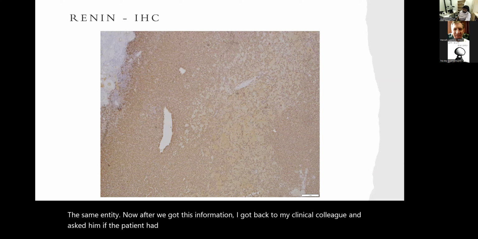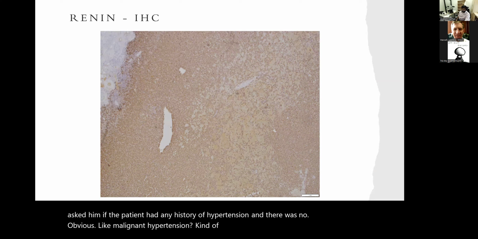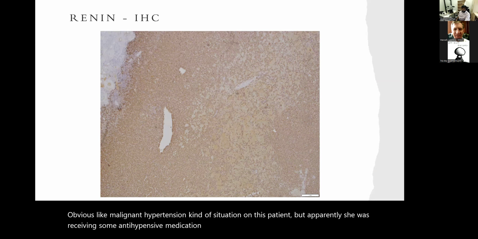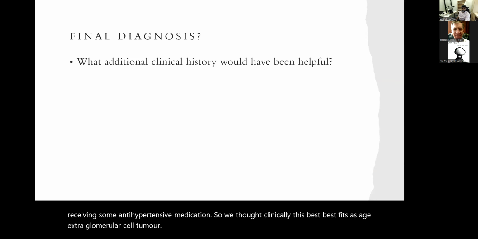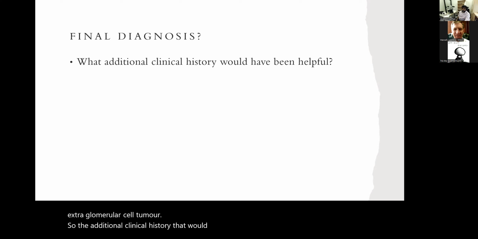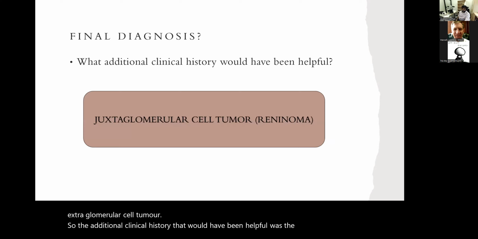Now, after we got this information, I got back to my clinical colleague and asked him if the patient had any history of hypertension. There was no obvious malignant hypertension kind of situation in this patient, but apparently she was receiving some antihypertensive medication. So we thought clinically this best fits as a juxtaglomerular cell tumor. The additional clinical history that would have been helpful was the history of uncontrolled hypertension, which we did not get at the time of this specimen submission.